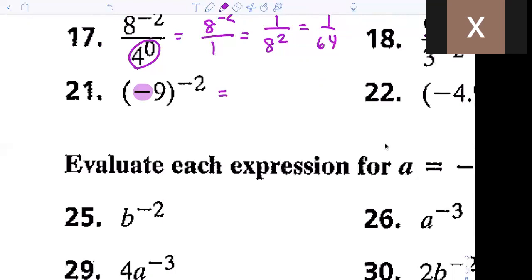All right, now listen, I want everybody to understand. Is the negative in parentheses? Yes. That means that it is the same as 1 over parentheses negative 9 squared. Because it's in parentheses, the negative is to the negative 2 power also. Did everybody hear me on this? It's in parentheses. All right, you got to move it, because it's with the 9. Everybody with me?